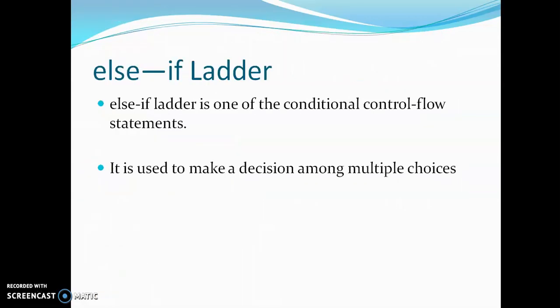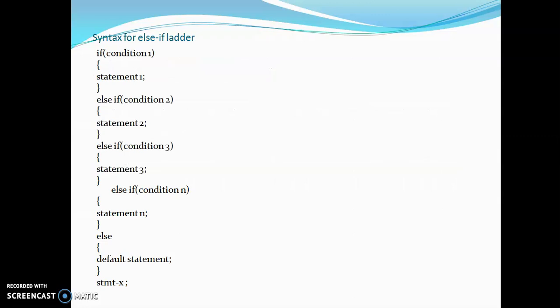The else if ladder is one of the conditional control flow statements, and it is used to make a decision among multiple choices. If you have multiple options, how to select the better option can be done using this else if ladder. The syntax is as follows: if condition 1 is true, then statement 1 is executed and all other conditions are ignored by the compiler.